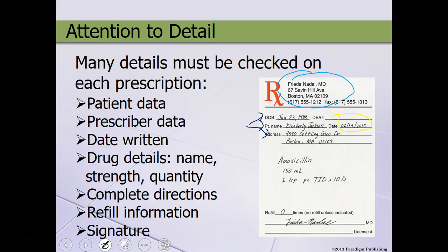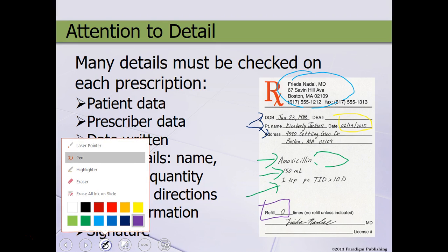Any drug details: the drug name, strength, this is missing its strength, quantity to be dispensed, and directions. So 1 teaspoon by mouth 3 times a day for 10 days. And then the refills. If it's not filled in, then it's assumed to be no refills. However, for good practice, it's best that they fill it in. They don't always. And then lastly, a handwritten prescription requires a signature.